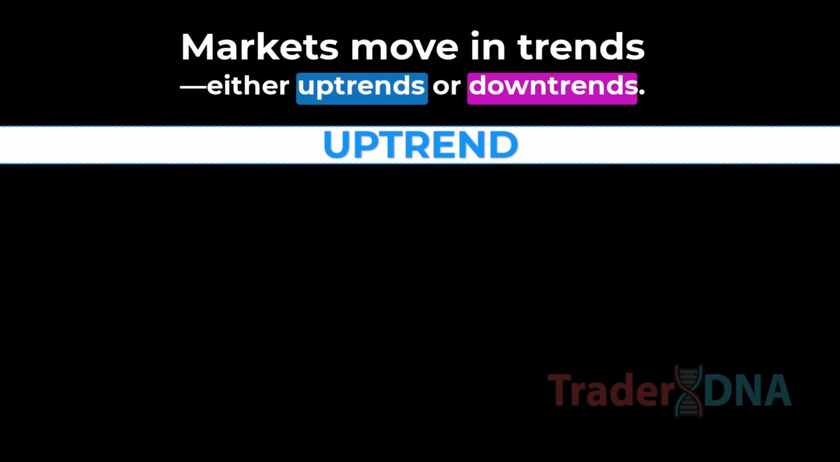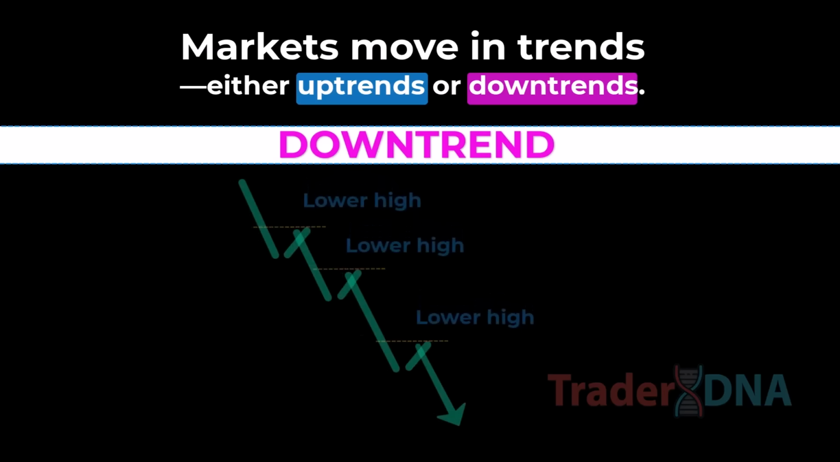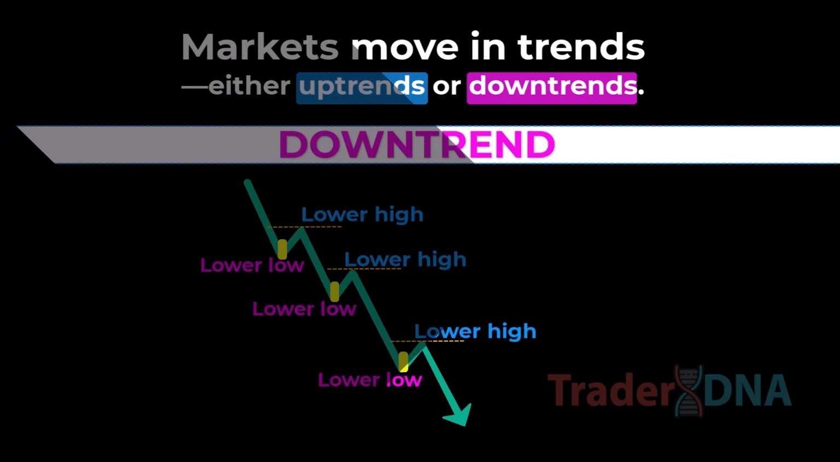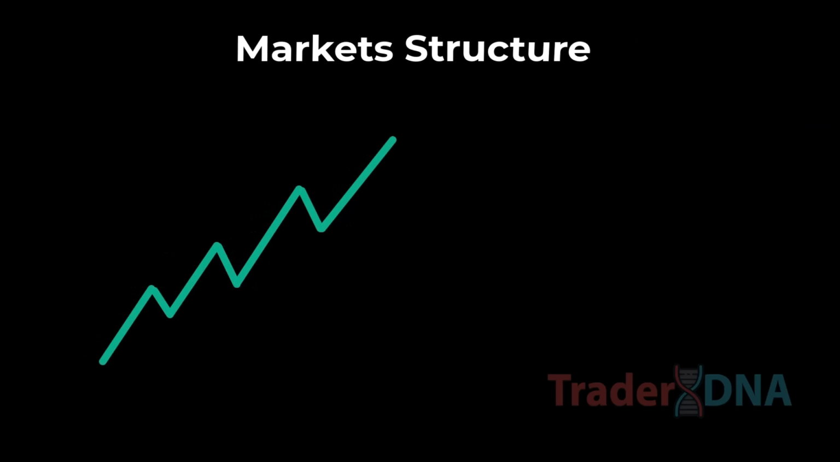Now flip it. In a downtrend, everything reverses. The market forms lower highs and lower lows. Each rally stops lower than the previous high, and each drop pushes lower than the previous low. That's bearish structure. In an uptrend, when price breaks above a previous high and prints a new high, that's called a break of structure.